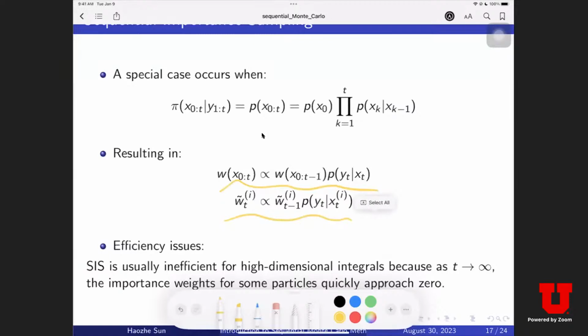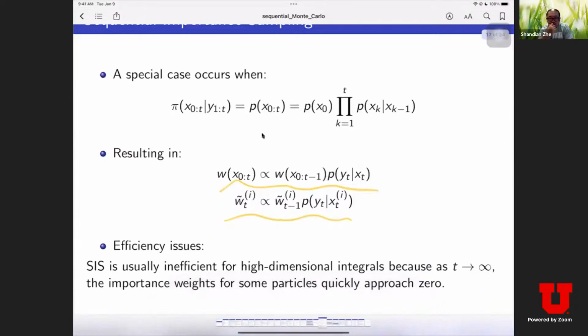relationship. Oh, so in the case that you use the prior over x, you just remove y. You just assume y1 to t has nothing to do with x. It's just the chain of x. Yeah.